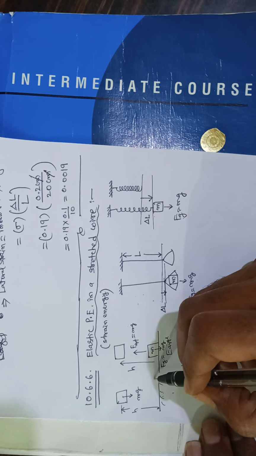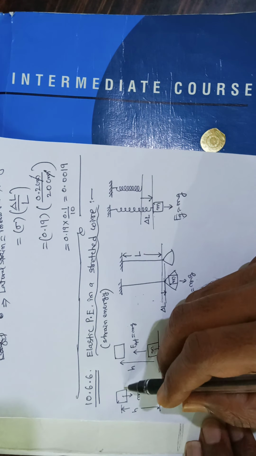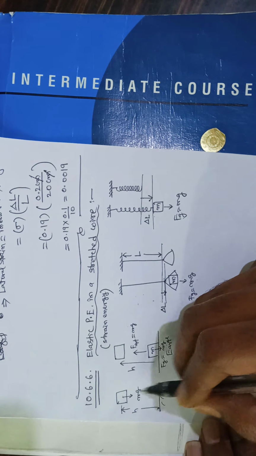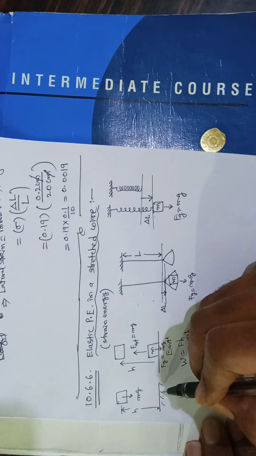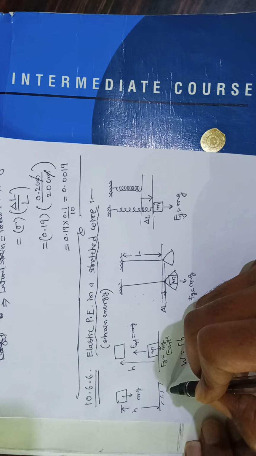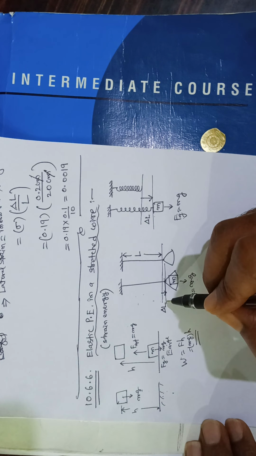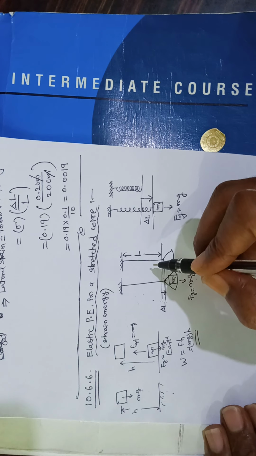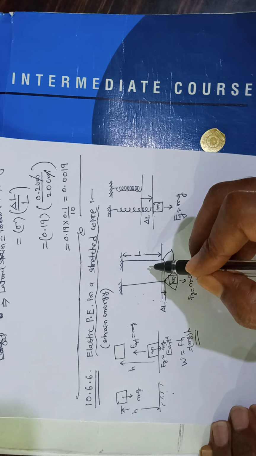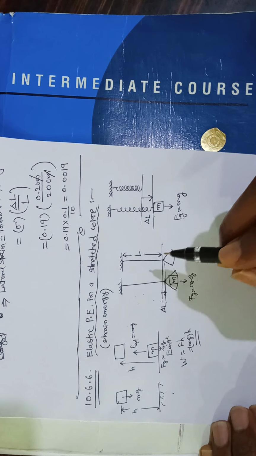See here, the work is done by gravitational force. So, work has to be done by an external agency when you want to move the object in the opposite direction.